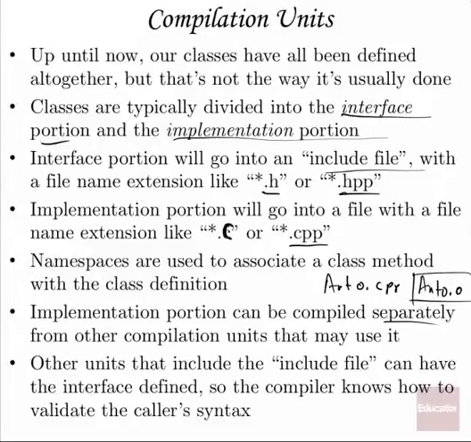Now, any units that are using your auto class, all they have to do is include the include file, the auto.h. That way the interface is defined and the compiler can check the syntax to make sure you're calling the auto object correctly.